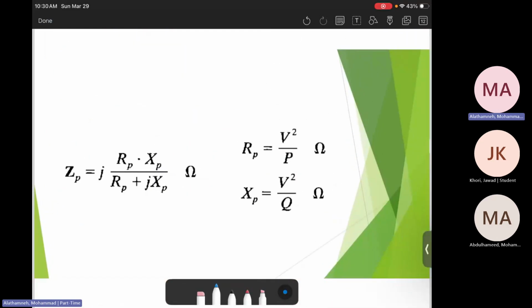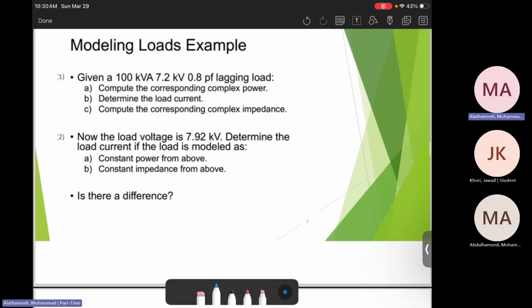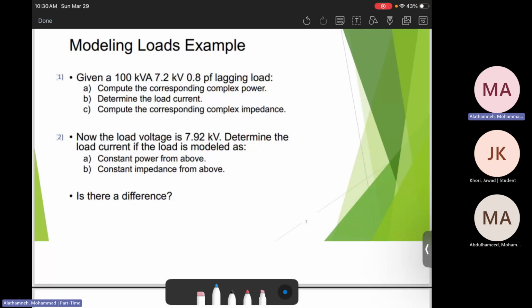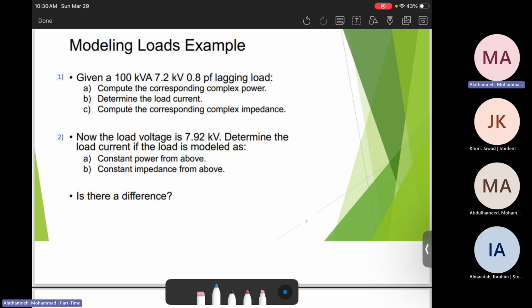Using this formula. Those are the formulas associated with the parallel form, RP and XP. Let's look at this example. Given 100 kilovolt-amperes, 7.2 kilovolts, and 0.8 power factor, which is a lagging power factor. So we notice that it's given as S.